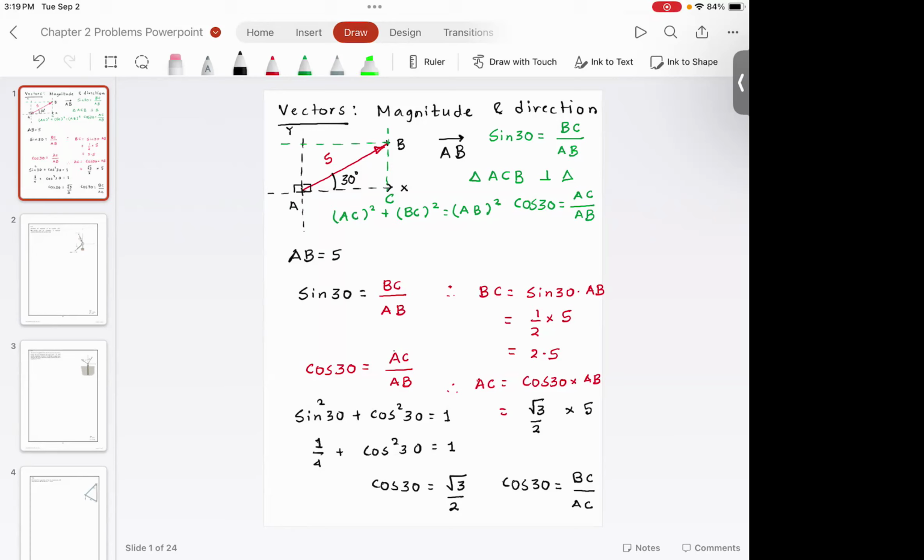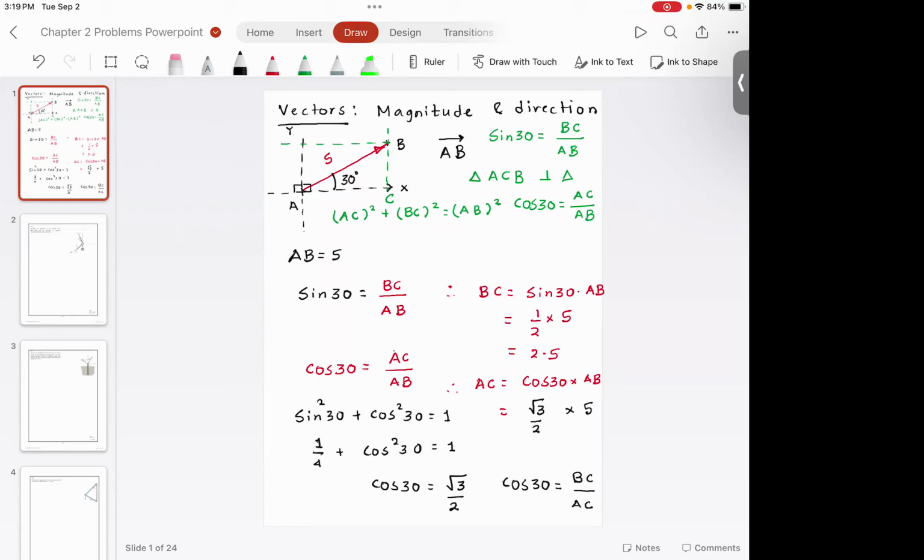Since this angle is 30 degrees, this angle is 90 degrees. Triangle, total sum of angles is 180. Do you agree with me that this is going to be 60 degrees? Now, if I ask you what is the resolution of vector on AD, what is the resolution on vector AD?